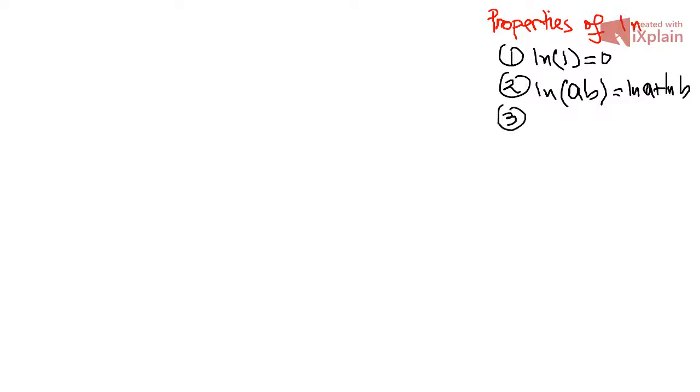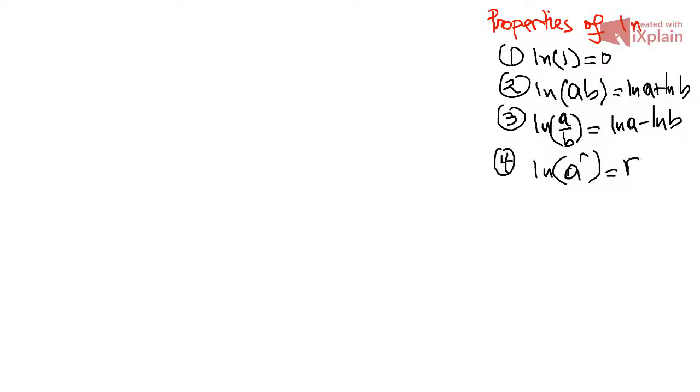So property number 1, natural log of 1 is equal to 0. Property number 2, natural log of a times b is equal to natural log of a plus natural log of b. Property number 3, natural log of a over b is equal to natural log of a minus natural log of b. Property number 4, natural log of a to the power of r is equal to r natural log of a.